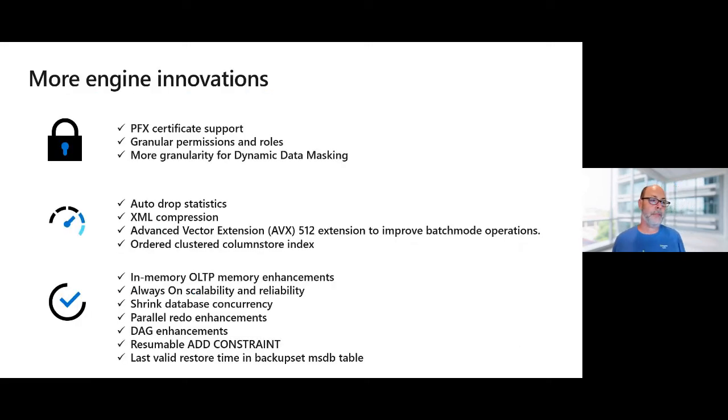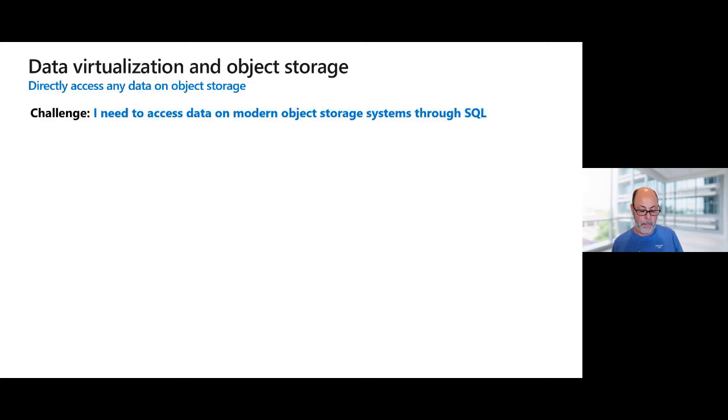Another enhancements, right, at the engine level, for example, XML compression, enhancement in the OLTP memory area, right? Enhancements also in distributed availability groups. So yeah, a lot of features that are coming in this new version.